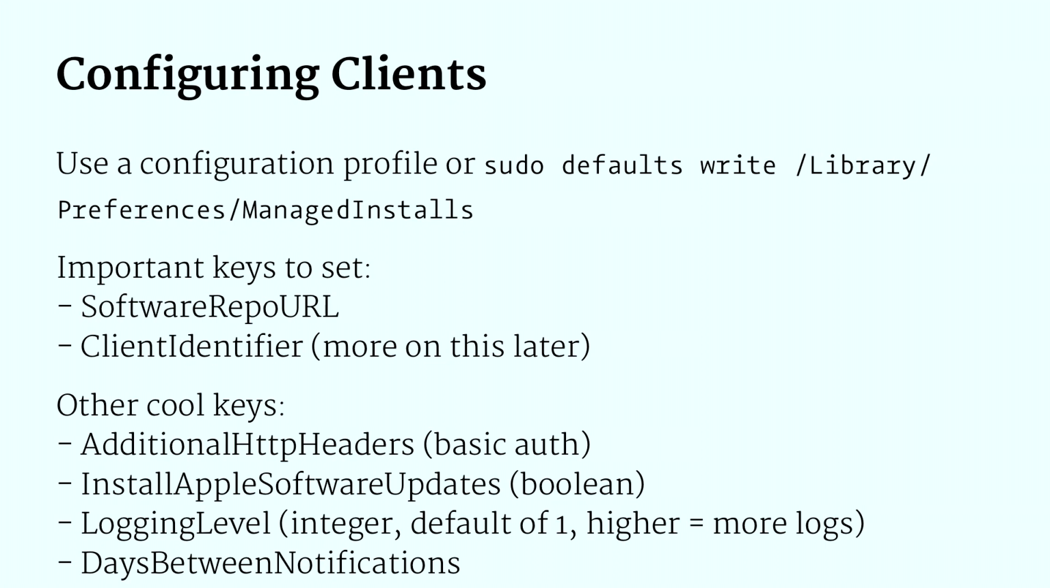Logging level, you can set the default logging level to be quiet or really loud. 1 is quiet, higher means louder. And days between notifications. This is a big one that we experimented with. This says how often does the Managed Software Center pop up and tell users, you've got an update, you've got an update. The default is 1 day, so it'll pop up once a day. If you want more, you can set it to more often. If you want less, you can set it to less often. And there's another key that it will let you turn that off entirely. Again, if you're talking about like a lab situation, you don't ever want it to pop up, you can do that too.